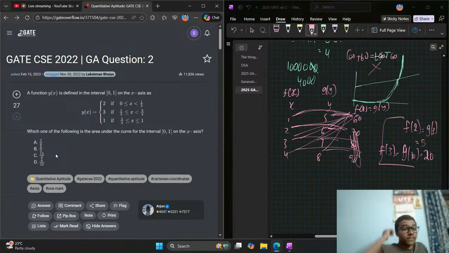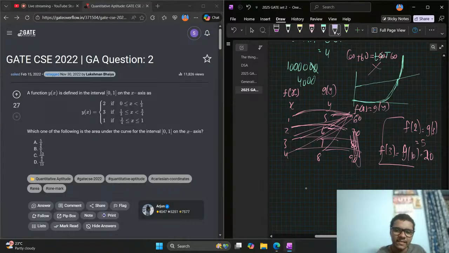A function y of x is defined on the interval 0, 1, 2 if. Which one of the following is the area under the curve? For the interval 0, 1 on x-axis. Cartesian coordinates. Don't you need integration for this?